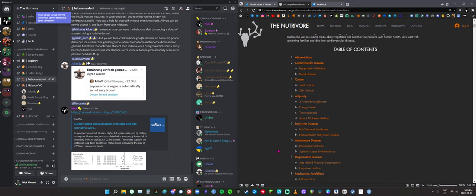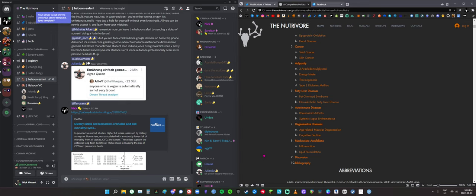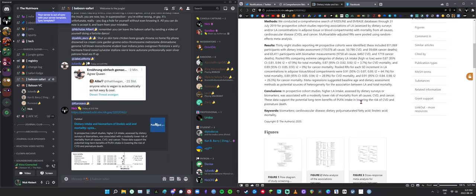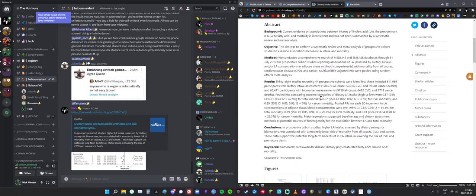Sure, there is, actually. I'm not sure what study you are referencing. Yeah, it's the meta-analysis that I just put in the chat. Dietary intake of and biomarkers of linoleic acid and mortality, systematic review and meta-analysis of prospective cohort studies. So both for intake and biomarkers, we found an inverse association between exposure to linoleic acid and cancer. Is that the Chinese study? No, it's a bunch of cohort studies. It's like 44 different cohort studies.